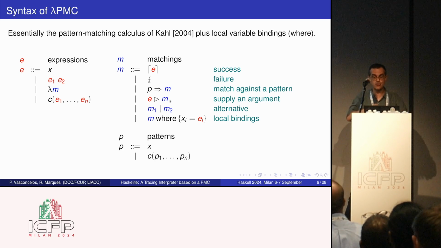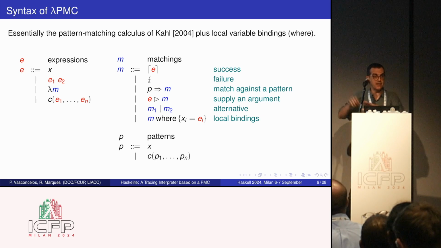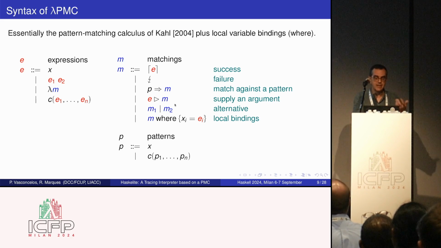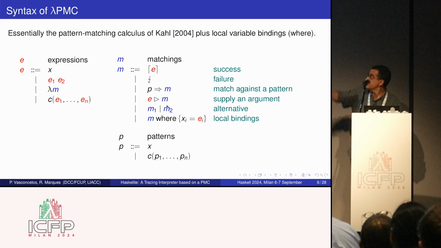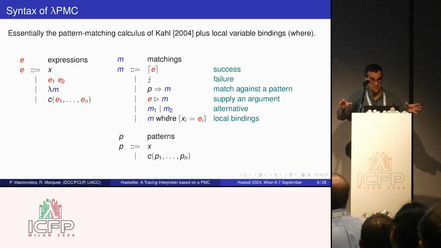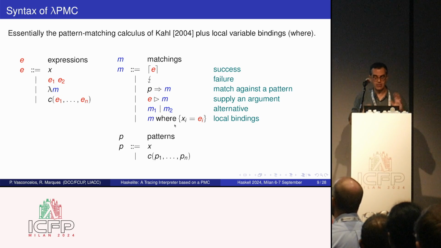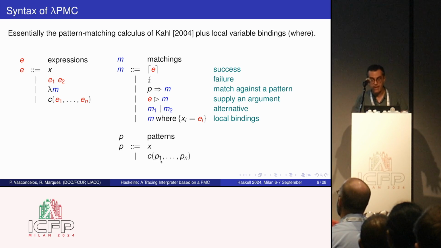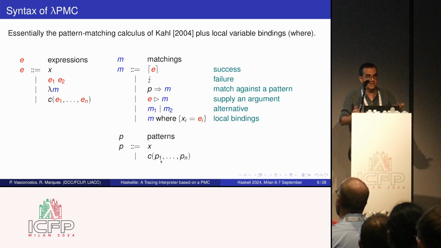I'm not actually going to show you the matching rules here, they're in the paper, but we want to make this compositional. So define the semantics of matching by splitting apart the constructors and continuing matching smaller things. And this construct is what allows this. By the way, this syntax is from Kahl. And then we have alternatives, and we have a way of doing local bindings. Patterns are just variables or constructors with more patterns, so you can have nested patterns.